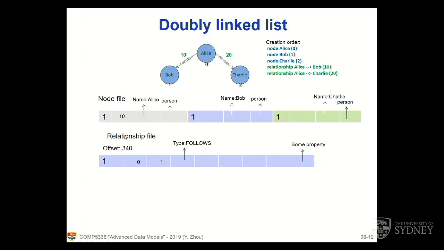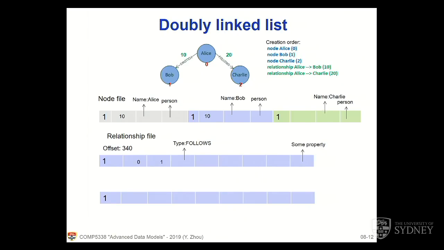Now, after we create this relationship, because this is the first one for Alice, we need to update the node record as well. For Alice, the first relationship ID is 10, so we put 10 here. And it's also the first one for Bob, so we put 10 here. So now both Alice and Bob's records are complete. They have all the important pointers with values in them.